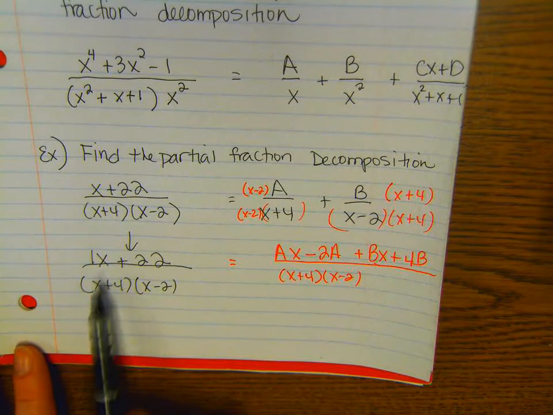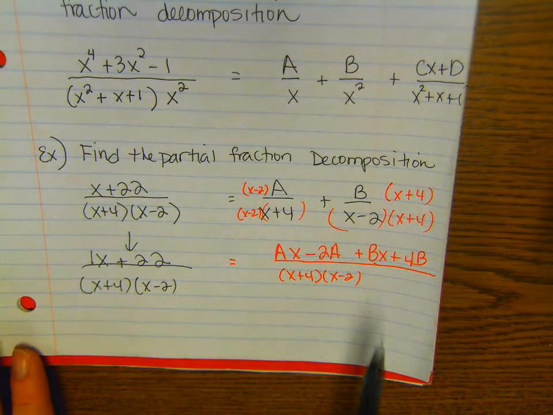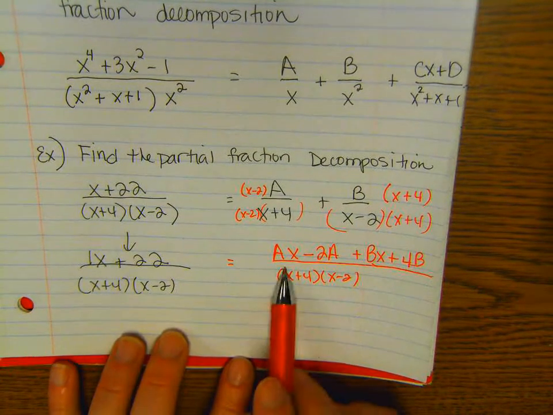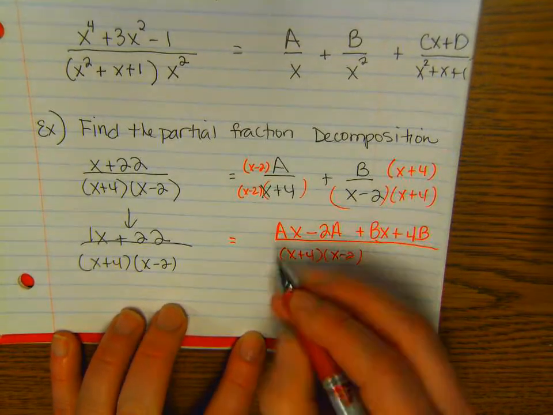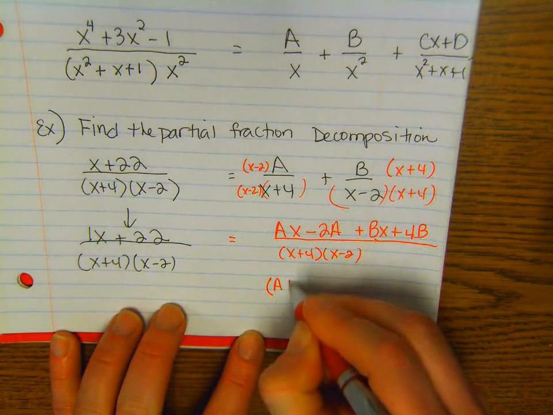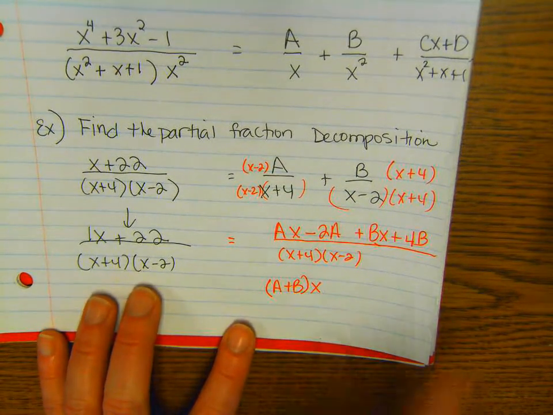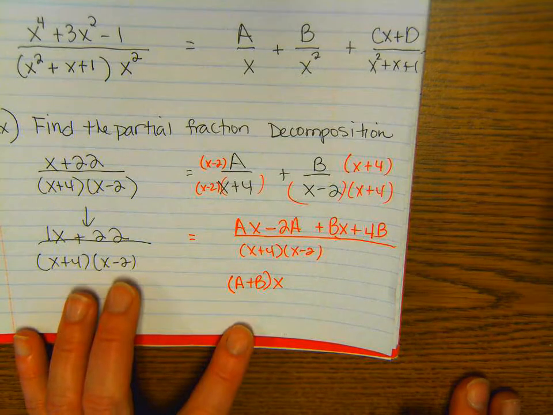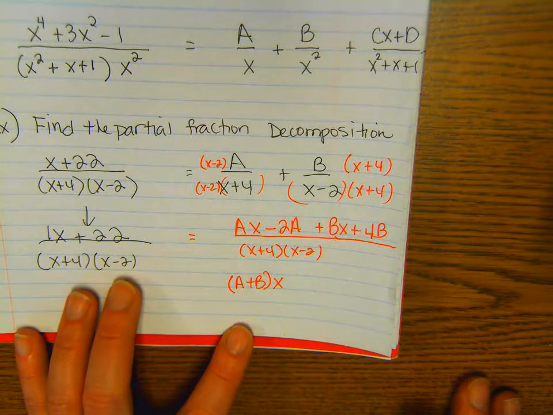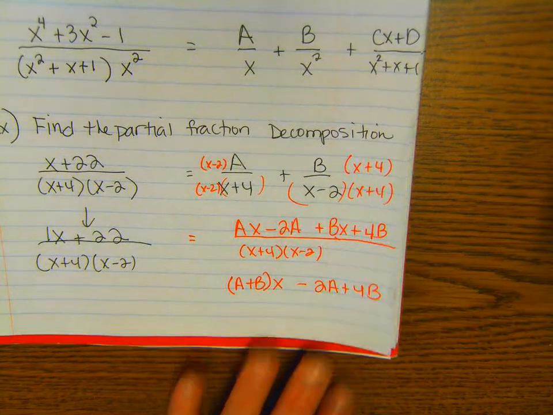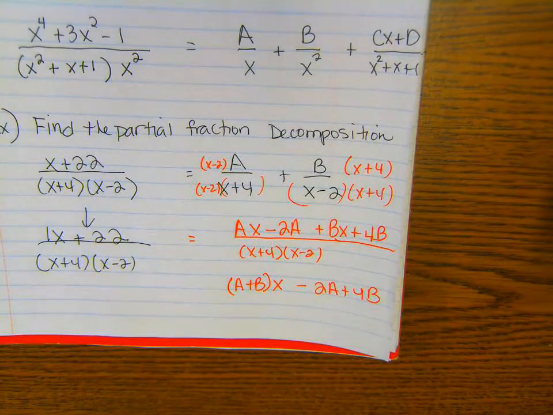So what I'm going to do is since I have an x and a constant, I'm going to try to get the x things together and the other stuff together. What terms have an x in them? A and B. So if I were adding these, I could write that as A plus B x. What's the other stuff? What's left? Minus 2A plus 4B.